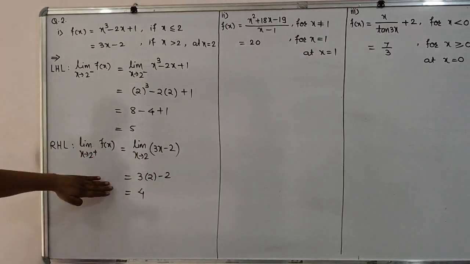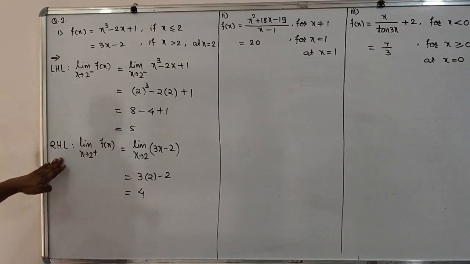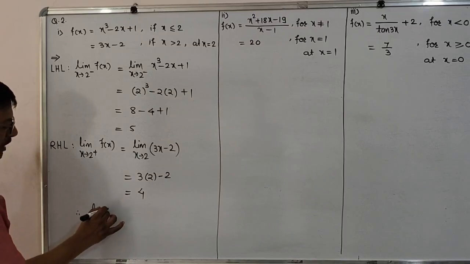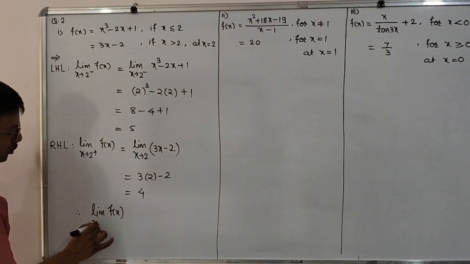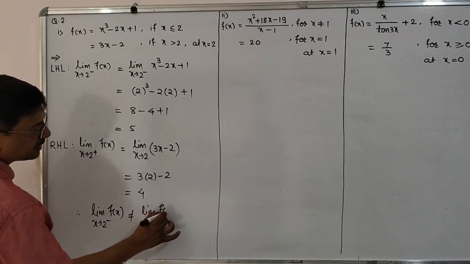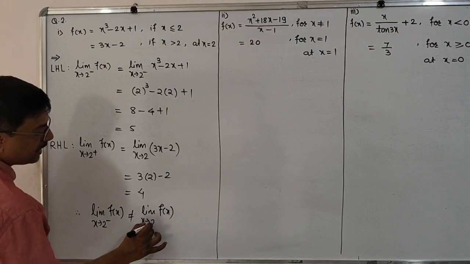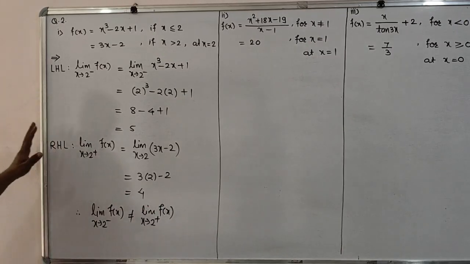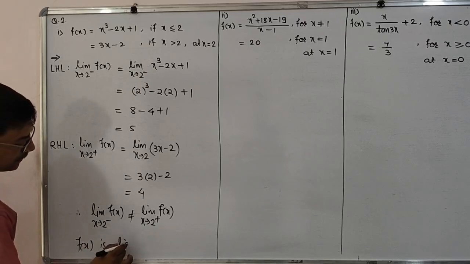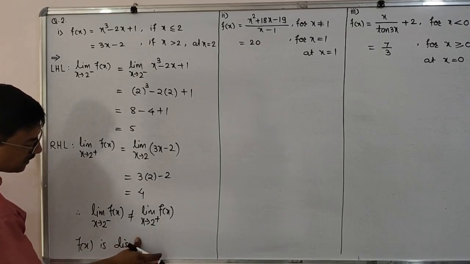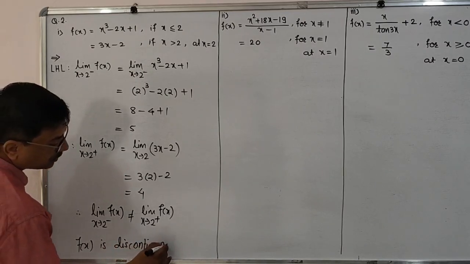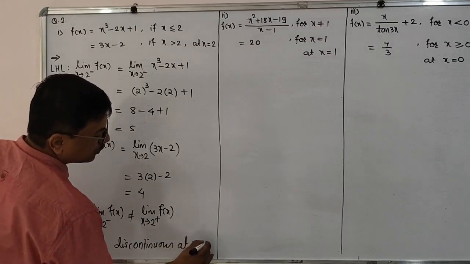Easily we can observe that the left hand side limit and right hand side limit are different, means we can say that limit of f of x as x tends to 2 minus is not equal to limit of f of x as x tends to 2 plus. Hence we can say that this function f of x is discontinuous, means it is not continuous, at x is equal to 2.